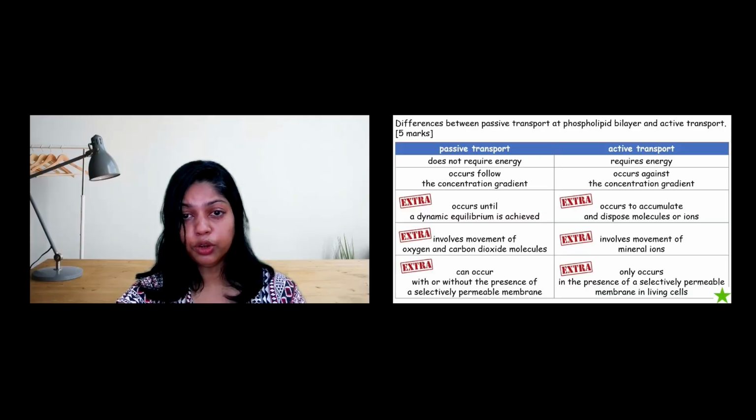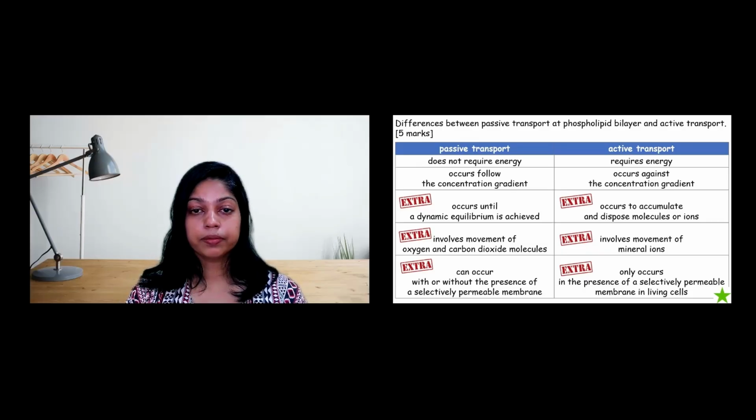Passive transport continues until dynamic equilibrium is reached, meaning the concentration becomes equal. In contrast, active transport allows cells to accumulate needed substances or remove unwanted substances, mainly mineral ions. Passive transport can occur with or without a selectively permeable membrane, whereas active transport only occurs across a selectively permeable membrane.